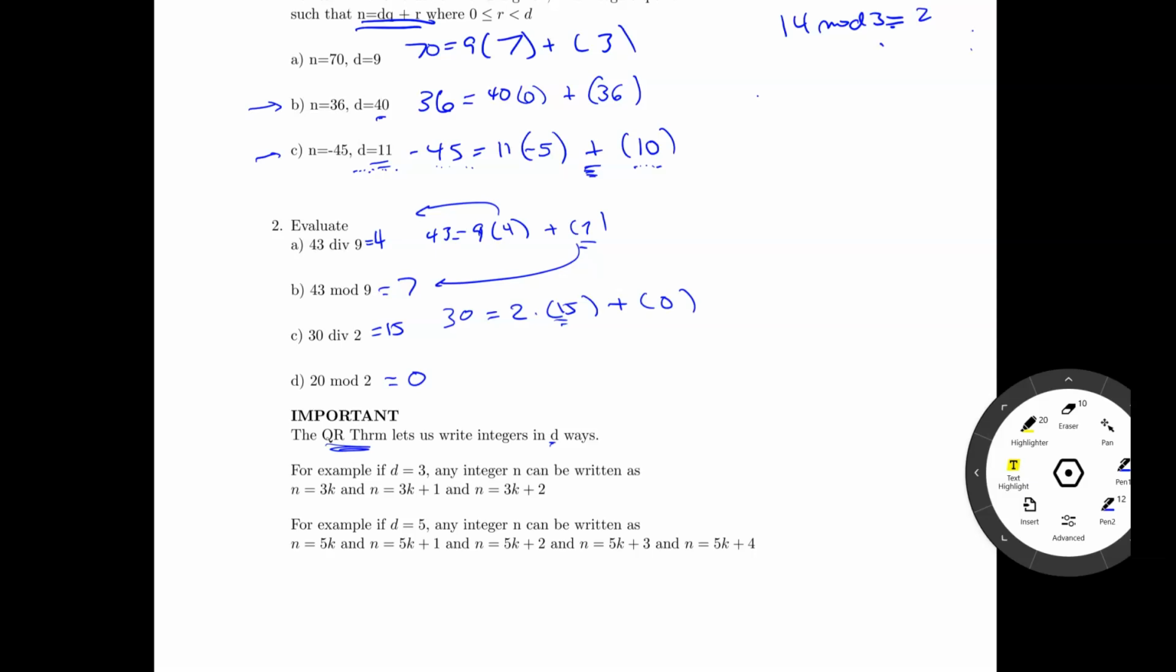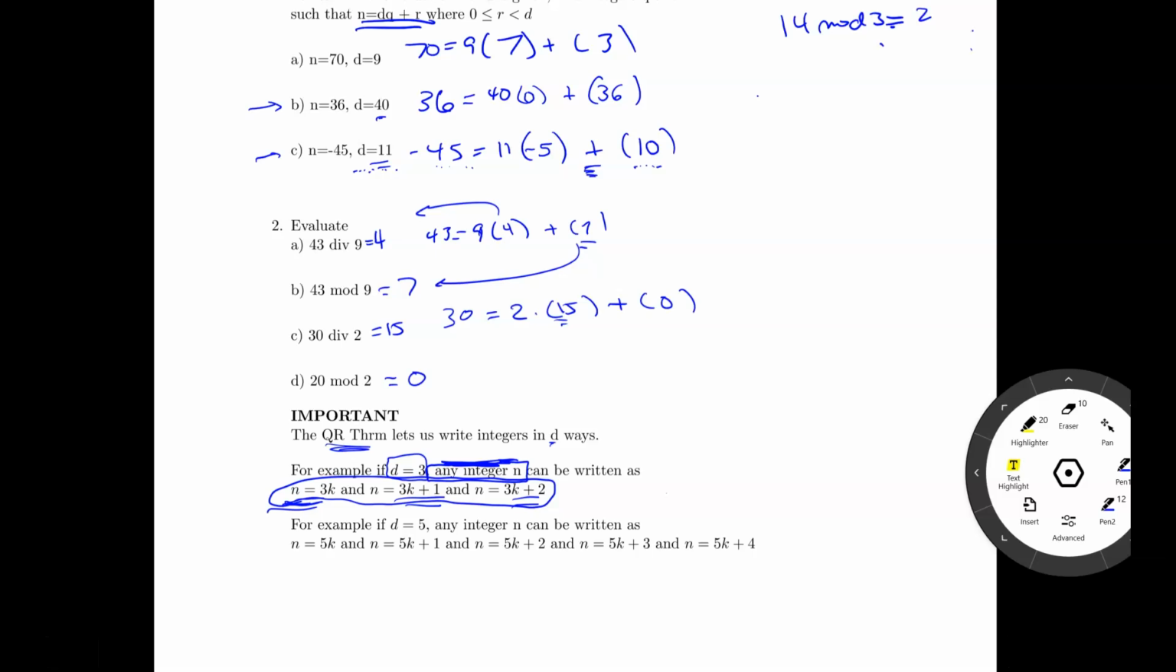Okay, so the quotient remainder theorem lets us write an integer in lots of different ways. So if I have the divisor as 3, then any integer, this is the power here, any integer can be written as a multiple of 3, multiple of 3 plus 1, or multiple of 3 plus 2. And if I do the multiple of 3 plus 3, that gets me back to here. So all integers fit into one of these 3 categories, right?